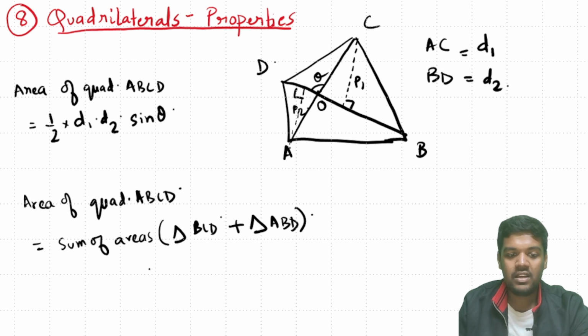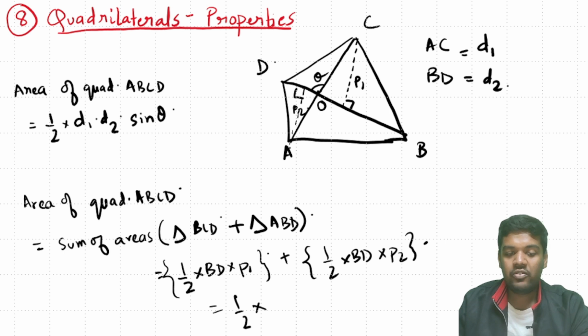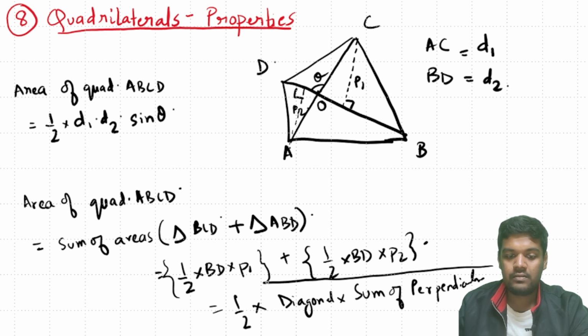I can write that. Now triangle BCD का एरिया क्या होगा? हाफ इंटू बेस इंटू हाइट. सो BCD का बेस क्या है? BD, और हाइट क्या है? P1, राइट. एंड ABD का बेस क्या है? BD, एंड हाइट क्या है? P2. So we can write the sum of areas of triangle BCD and ABD as half into diagonal BD into sum of perpendiculars on it. This is again an important formula.